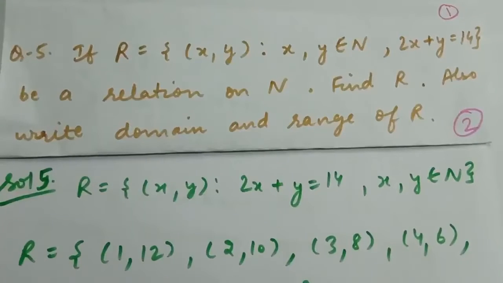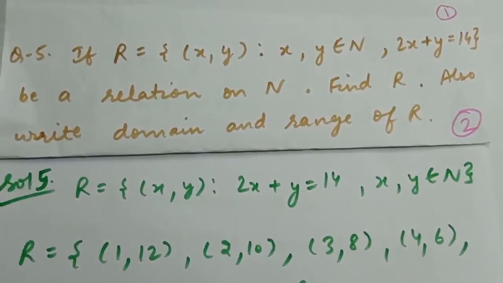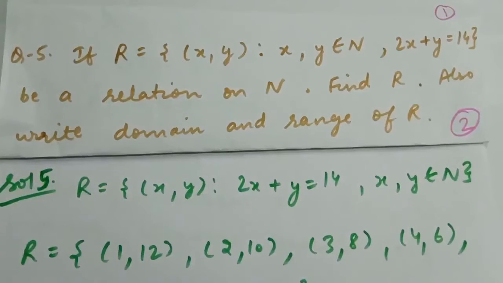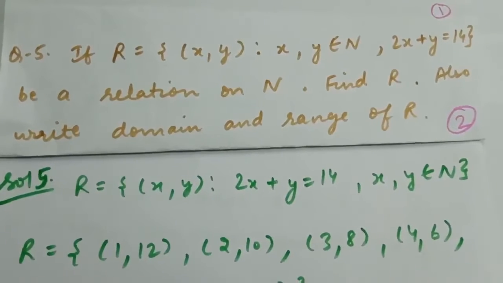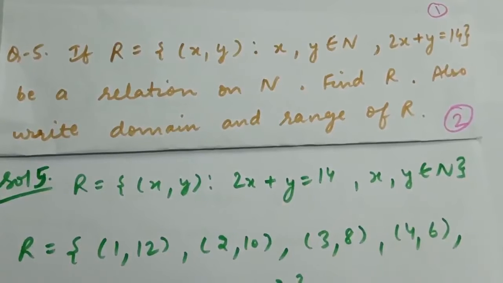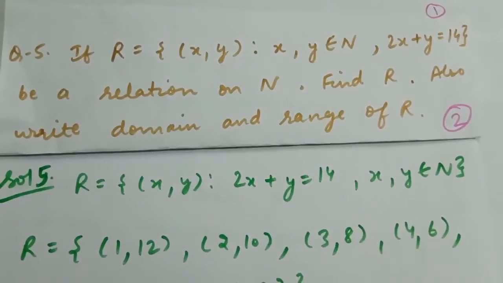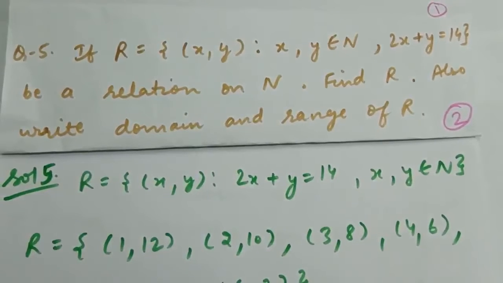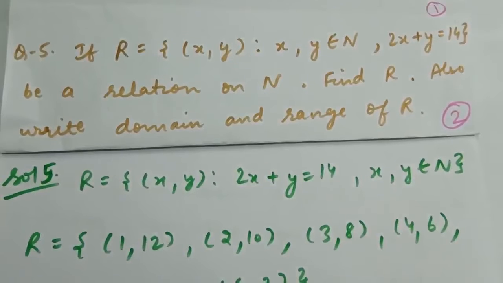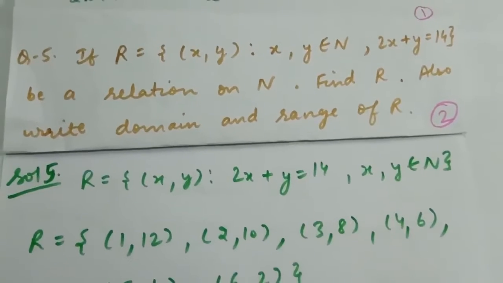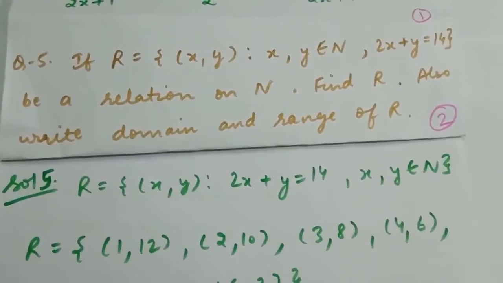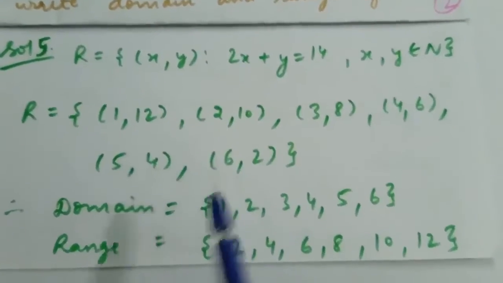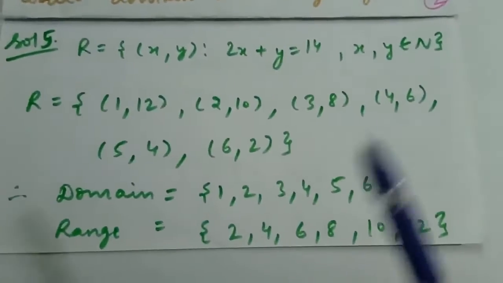Question number 5th. If R is equal to the set of the ordered pairs (x, y), where x, y belongs to the natural number, and the condition is 2x plus y is equal to 14. Be a relation on natural numbers N. Find R. Also write domain and range of R. So we have to find domain and range of R and also the relation R. So this is the relation given. Now according to this relation, see x and y both are natural numbers.